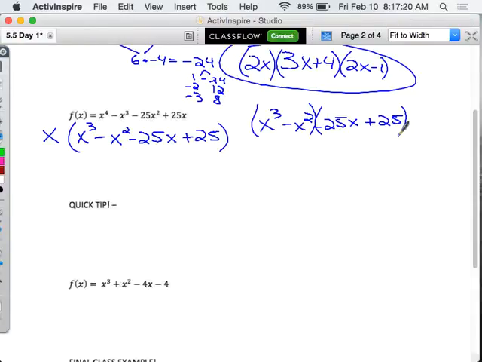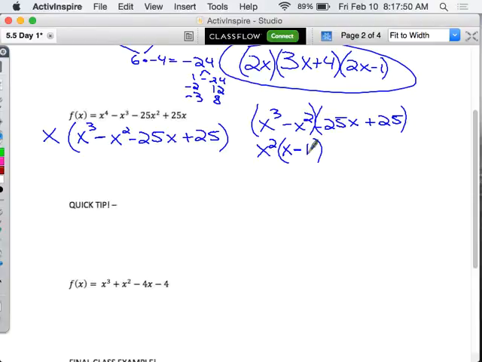Now take out the greatest common factor of each group. The greatest common factor of x cubed and x squared: always take out the lower power. So the greatest common factor here is x squared. So x squared times what would give me x cubed? And the answer is x. X squared times what would give me negative x squared? And the answer is negative 1.